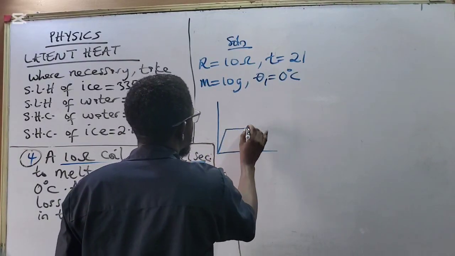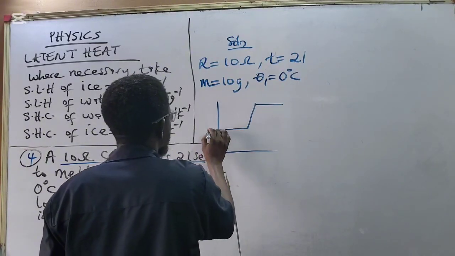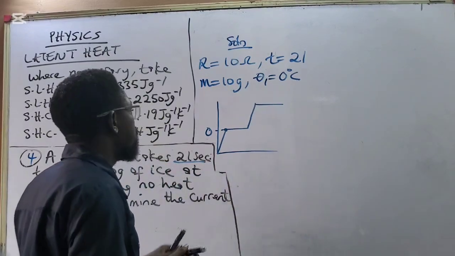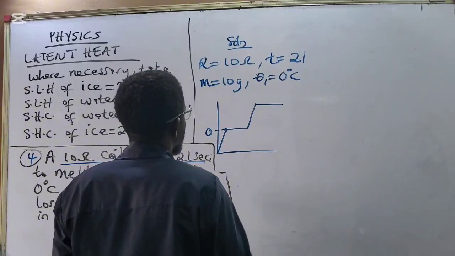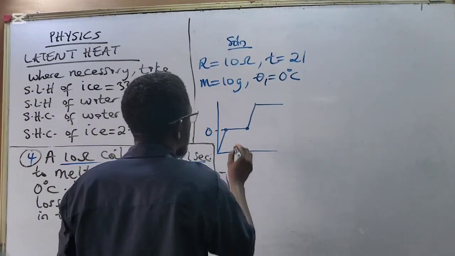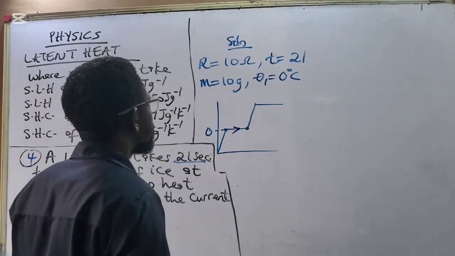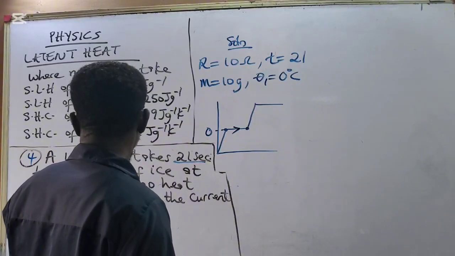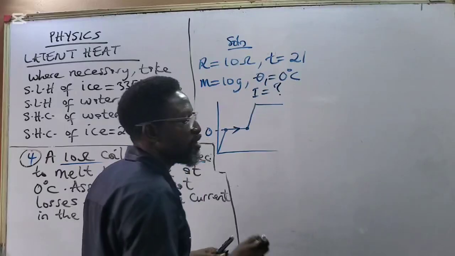Let's make a first sketch of this diagram. Ice at 0 is almost at this point here. That's ice at 0. So we're going to melt the 10 grams of ice, moving from here to this point. So I'm going to do one calculation for that. Now, as we know there are no heat losses, determine the current in the coil. So I'm looking for I. We're looking for I.